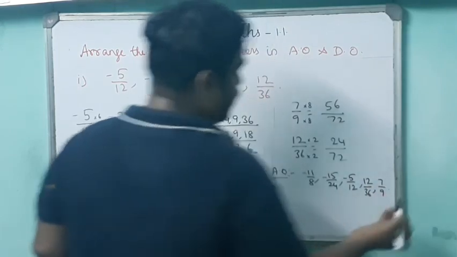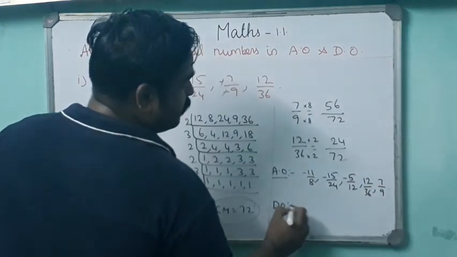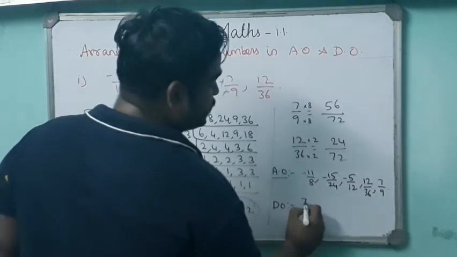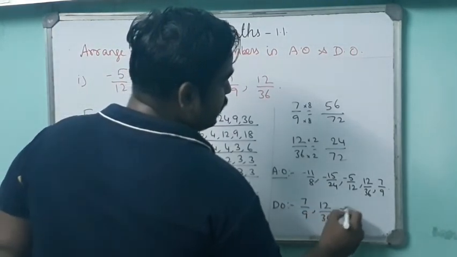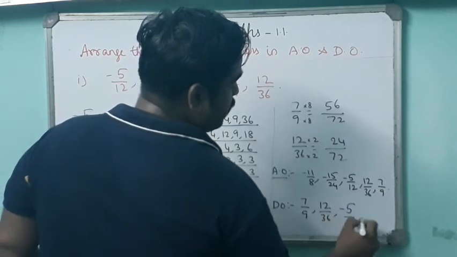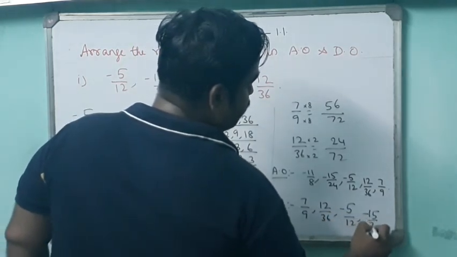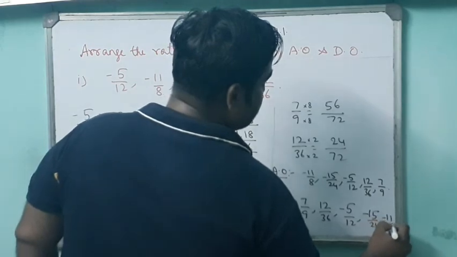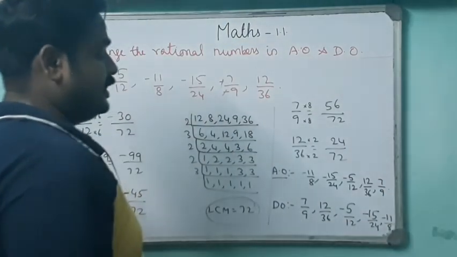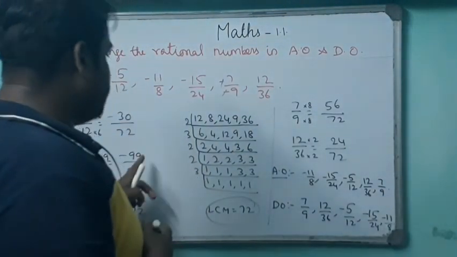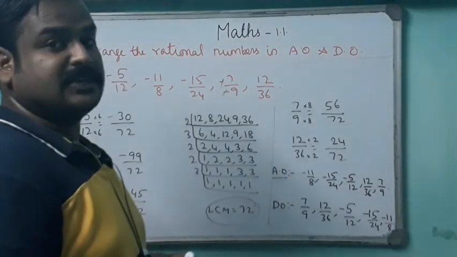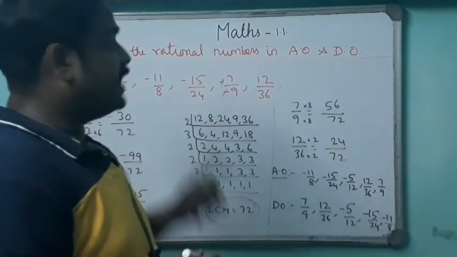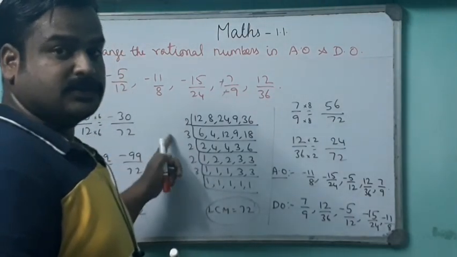Finally you can write 7 by 9. If it is descending order, what you can do is write everything in reverse: 7 by 9, 12 by 36, minus 5 by 12, minus 15 by 24 and minus 11 by 8. Clear? So this is how we arrange the numbers in ascending order as well as in descending order. It's an important 5 mark sum. I'll give you one sum as homework in this sum also. Do it.